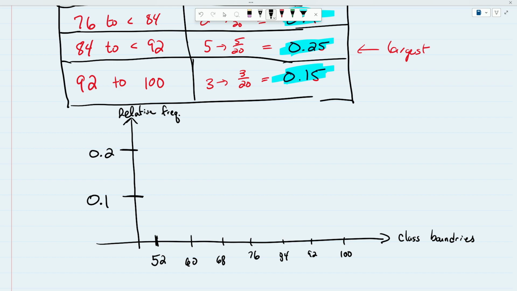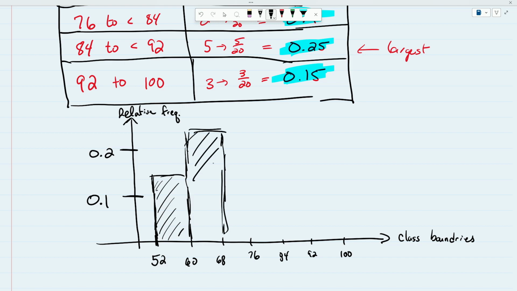Okay, so from 52 to less than 60, our relative frequency was 0.15. So I'm going to put it right there. And I'll just shade it in a little bit, give it some pizzazz. Now between 60 and 68, we have a relative frequency of 0.25. So we're going to make it up here. And this is all you do. It's very, very straightforward.